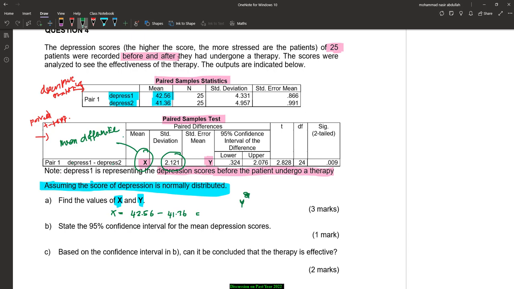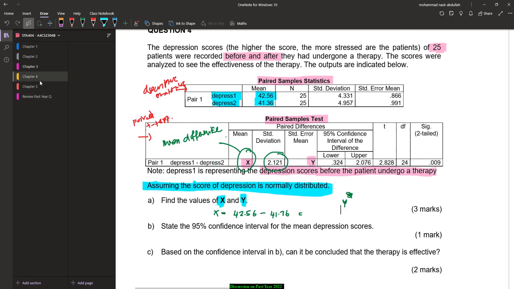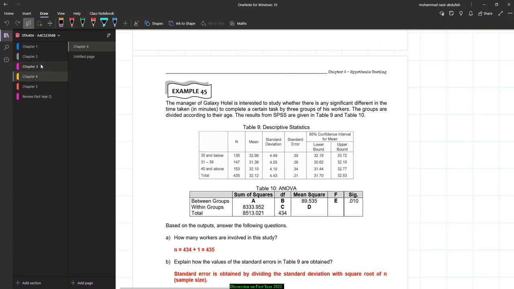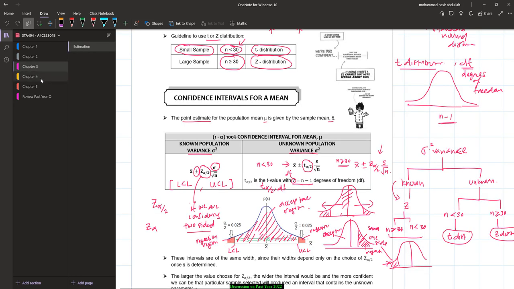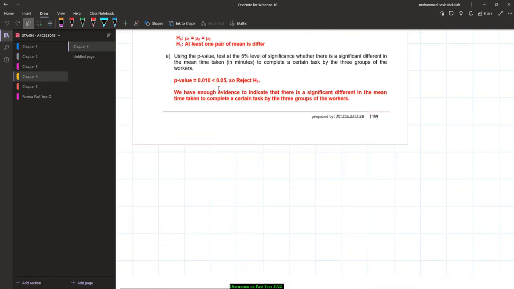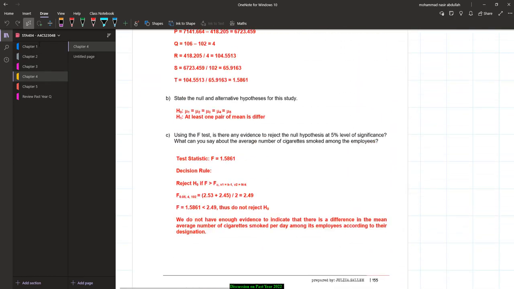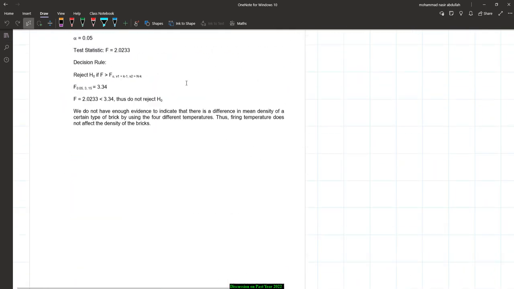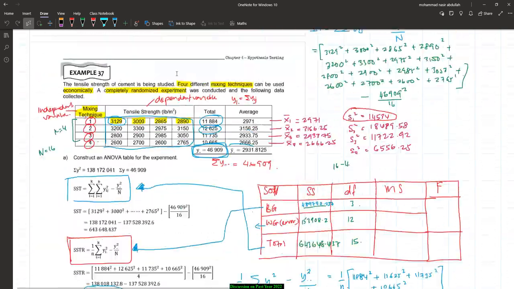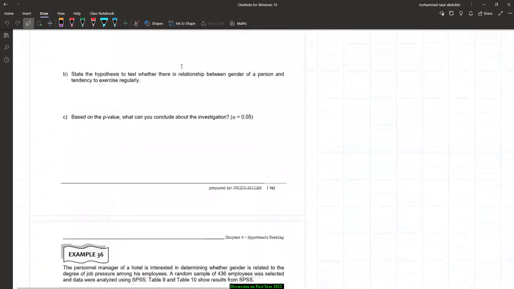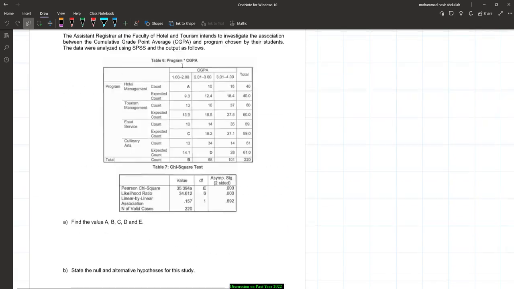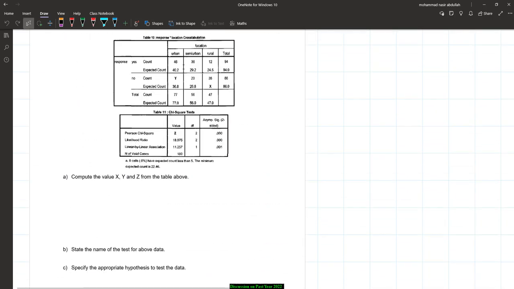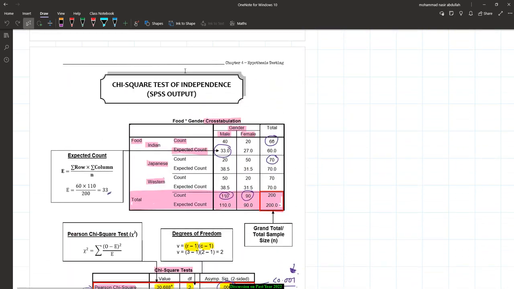So if you're not sure, sekarang ni you're not sure, you boleh balik tengok dia punya nota. Nota dekat chapter 3 I think. Chapter 4. So kita tengok balik dia punya dependent sample. So macam mana calculate each value ni. I think standard deviation divided by square root of n. So we will get the standard error.